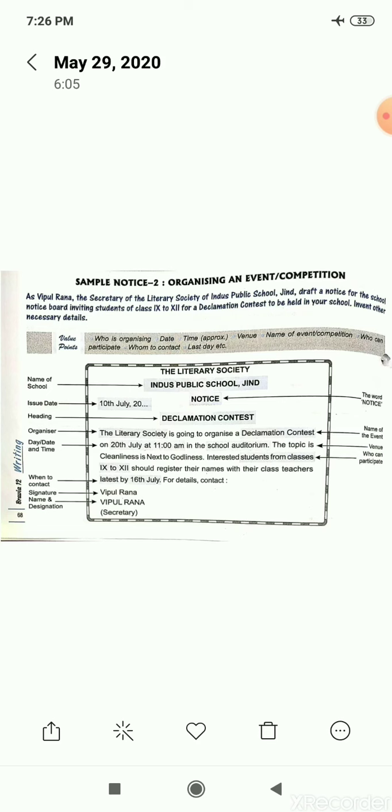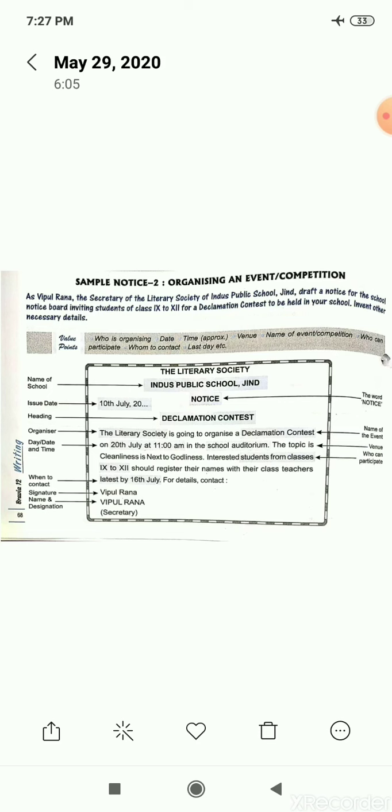Interested students from classes 9th to 12th. Students, it should be clearly mentioned that this declamation contest is not meant for the students below 9th standard, right? So, interested students from classes 9 to 12th should register their names with their class teachers. It means they should register their names with their class in-charges only, latest by 16th of July.